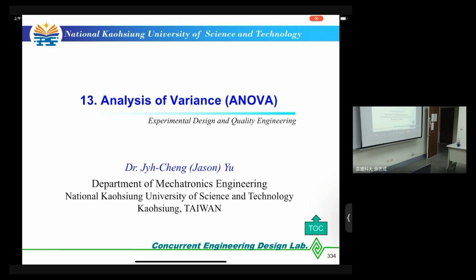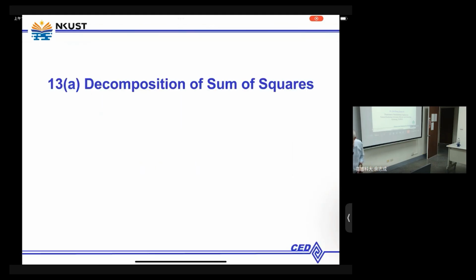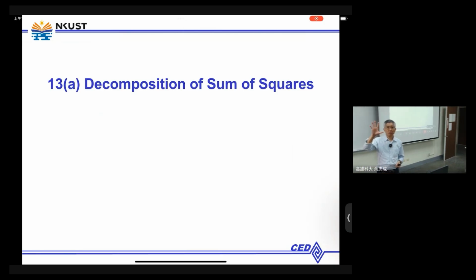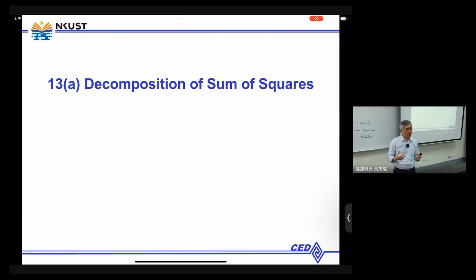Next will be analysis of variance. The acronym is ANOVA, A-N-O-V-A, for analysis of variance. We will divide this section into 2 weeks. So first we want to start from how to decompose our experimental data into sum of square.